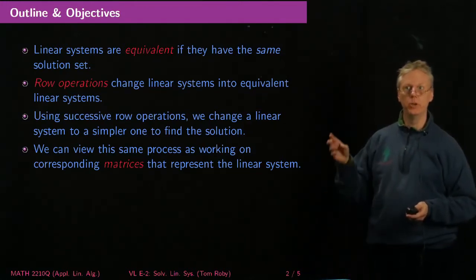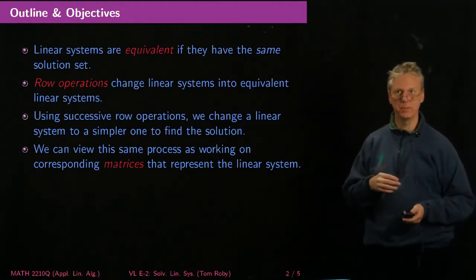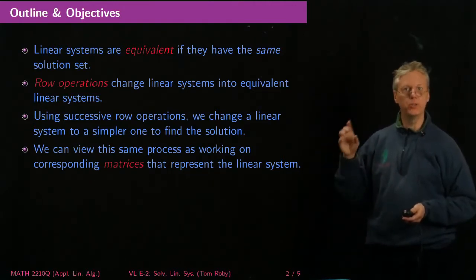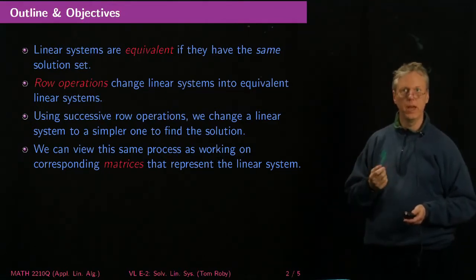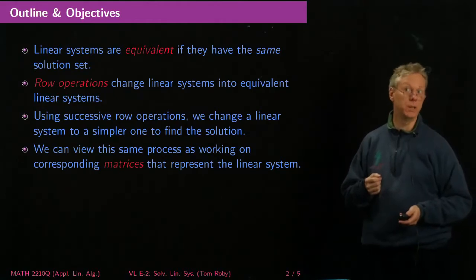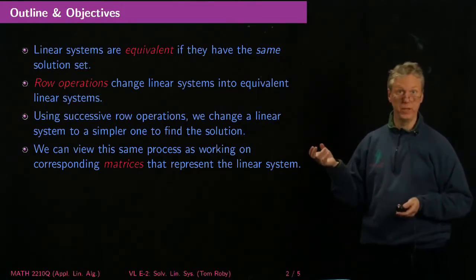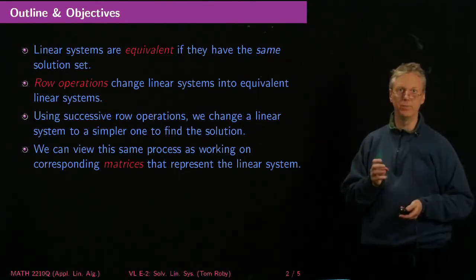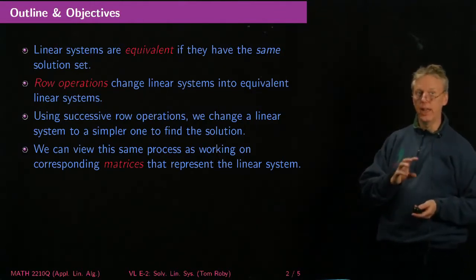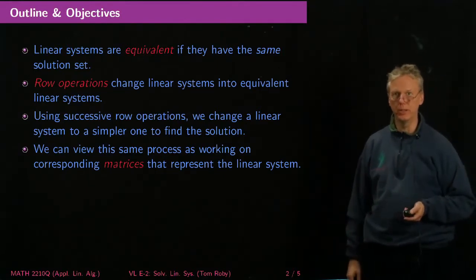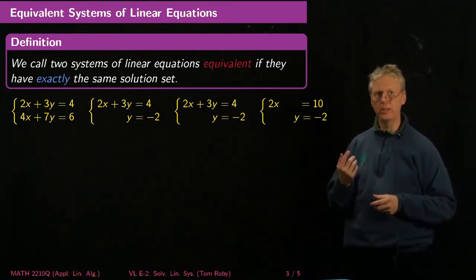And we'll define something called row operations, which will be very natural, and they change linear systems into equivalent linear systems. By using successive row operations, we'll be able to change a linear system to a simpler one that will allow us to find the solution. And we can view the same process as working on corresponding matrices that represent the linear systems. The matrices basically forget about the variables involved and, even just from a bookkeeping standpoint, they're easier to use. But it turns out that that level of abstraction becomes much more powerful and is used throughout the course.